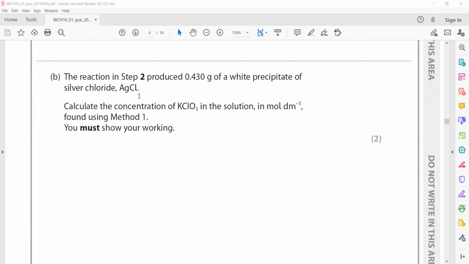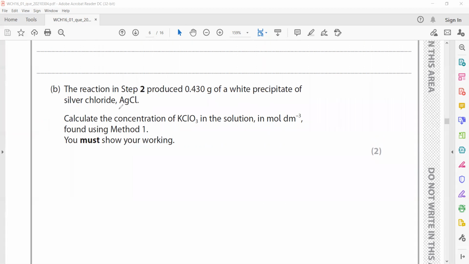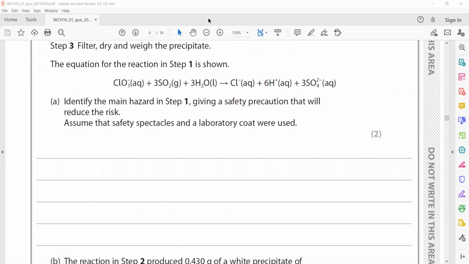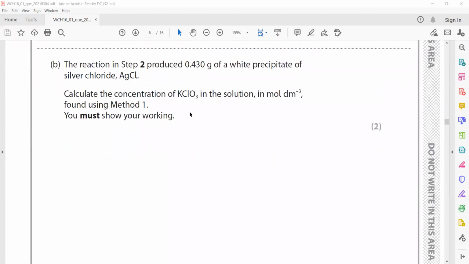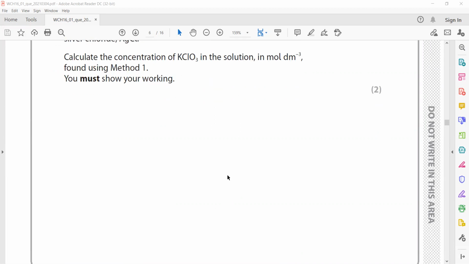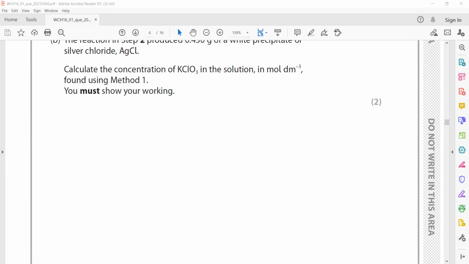The reaction in step 2 produces 0.43 grams of white precipitate. Calculate the concentration. So first, using the mass of silver chloride, we will get the moles of silver chloride, and moles of silver chloride are the same as moles of chloride ion. And using the moles of chloride ion, we can find the moles of chlorate ion, and with the volume, moles divided by volume gives the concentration of this potassium chlorate.